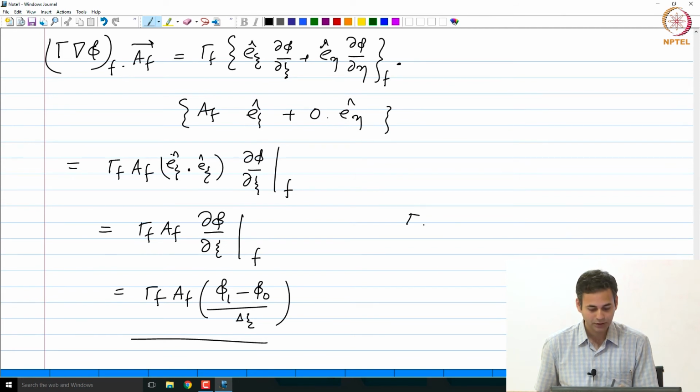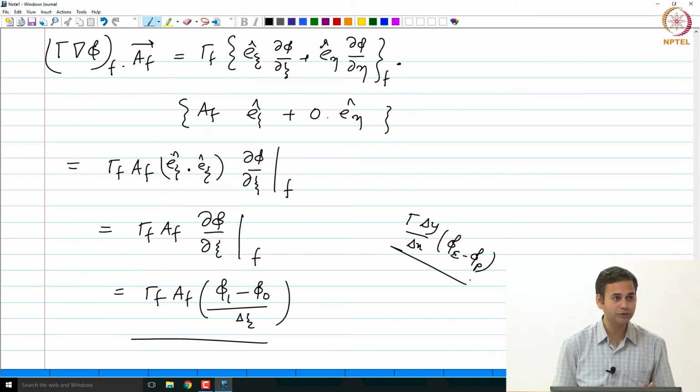Gamma delta y upon delta x times phi east minus phi p, something like this, right. So, what will be the coefficient now that we have? What will be the coefficient for A f, a neighbor? Gamma f A f by delta xi, that is the coefficient, and the corresponding f is determined depending on the cell neighbor's corresponding values. What will be the AP coefficient here, the contribution to AP? The same value, right, the same value will also go to AP and also to the A neighbor.